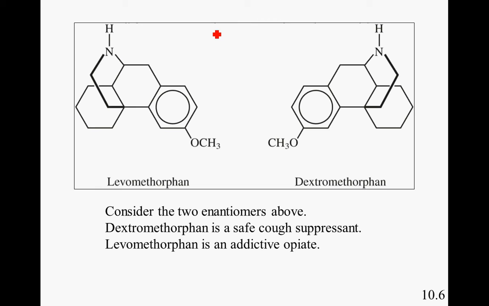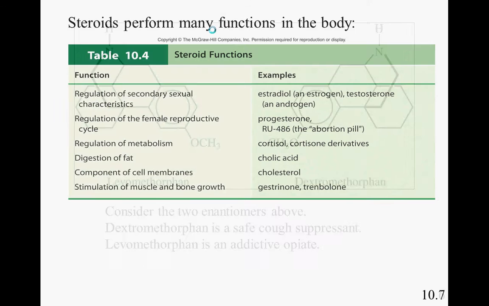Consider these 2 enantiomers. Dextromorphin is a safe cough suppressant. Levomorphin is an addictive opiate. They look alike, but because they are mirror images of one another, just like your hands or feet, they behave extremely differently.